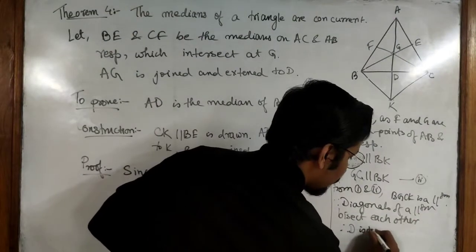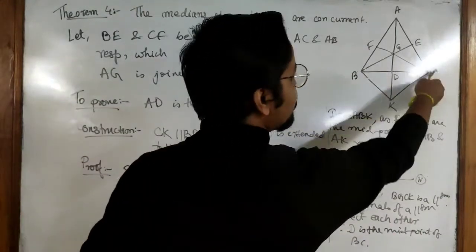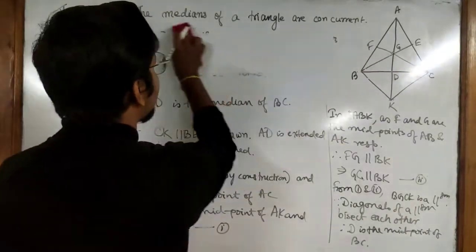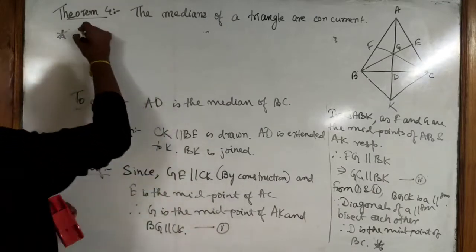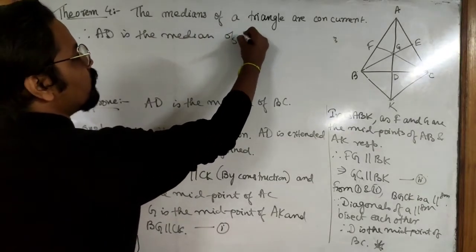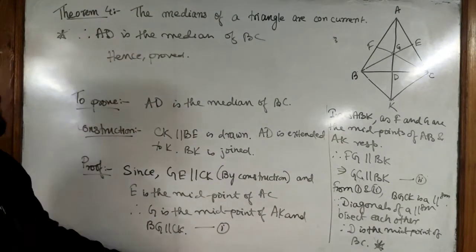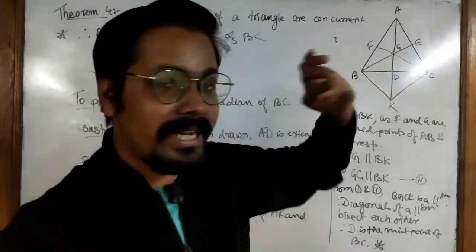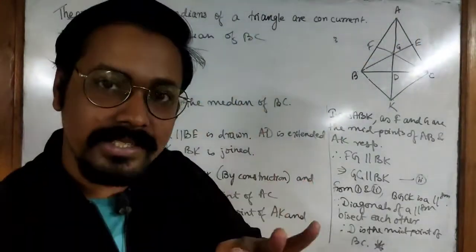Therefore D is the midpoint of BC. If D is the midpoint of BC, that means AD is the median. I will write here now that therefore AD is the median of BC, and that's what we had to prove. So hence proved. As AD has become the median, it shows that BE and CF, which were previously the medians, and AD, which we have now proved as the median, all intersect at this point G. That means the three medians are concurrent.